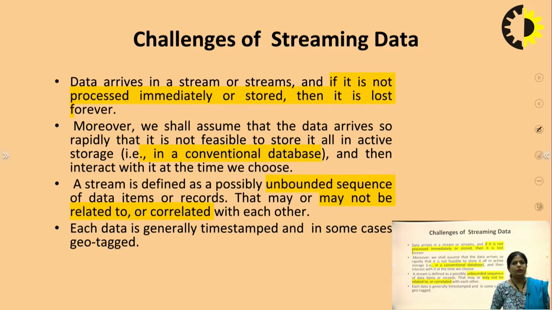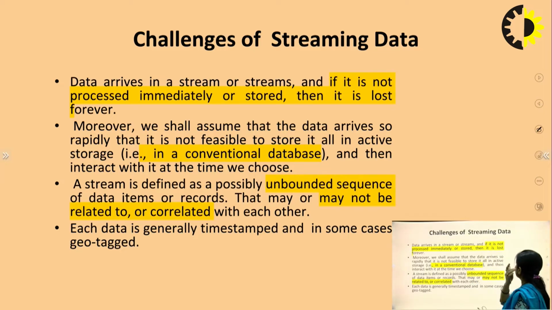Now we see what the challenges of streaming data are. Data arrives in a stream or streams, and if it is not processed immediately or stored, then it is lost forever, right? What we are saying is that data is arriving in a particular stream, and it becomes very difficult to store the real-time data immediately, right? But if we are not able to store the data immediately, then it can be lost forever, right?